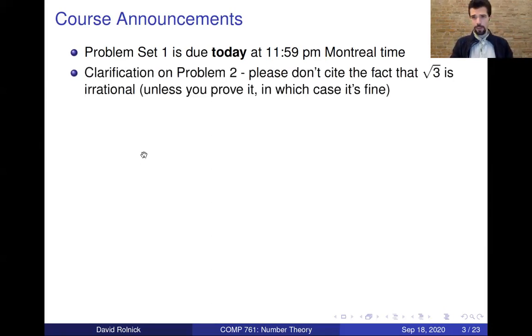Clarification on problem 2. With irrational numbers, please don't simply cite the fact that square root of 3 is irrational, unless you are going to prove that, which is totally fine. If you prove it, that is not a problem. Just that will be an example of something which sort of trivializes the problem. So if you just cite that and say it is known that this is the case, that would not be a full proof. Are there any questions about the problem set or in general about the class?